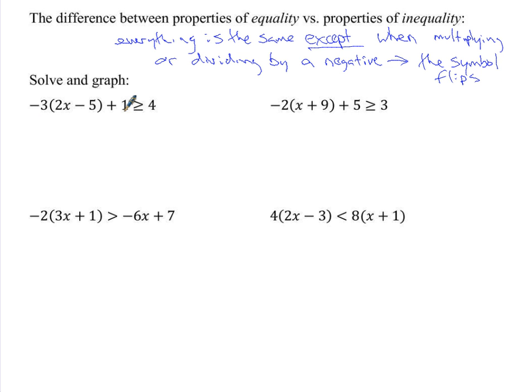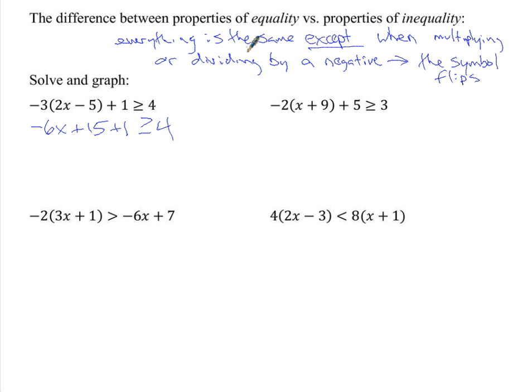I see this situation happening here, which is leading me to think I need to do what first? It leads me to think I need to distribute first. So I get negative 6x plus 15 plus 1 is greater than or equal to 4. I didn't multiply both sides by a negative number, so the symbol stays the same. I did distribute a negative number here, but it wasn't multiplying or dividing both sides by a negative number. So in my definition, everything is the same except when multiplying or dividing.